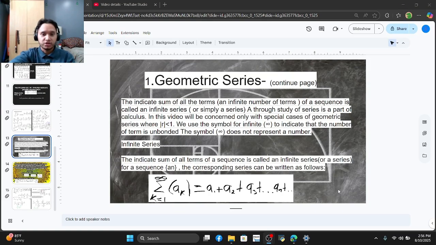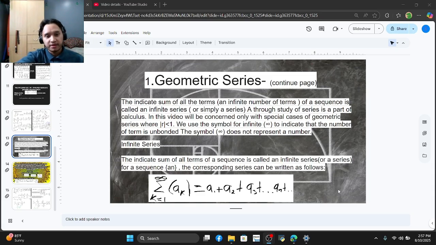Many of these geometric series, when we talk about infinite numbers, it's mainly focused in calculus, but like it's written there, we will only study special cases of geometric series where the ratio is less than one. We use the symbol for infinity to indicate that the number of terms is unbounded. The symbol infinity does not represent a number.